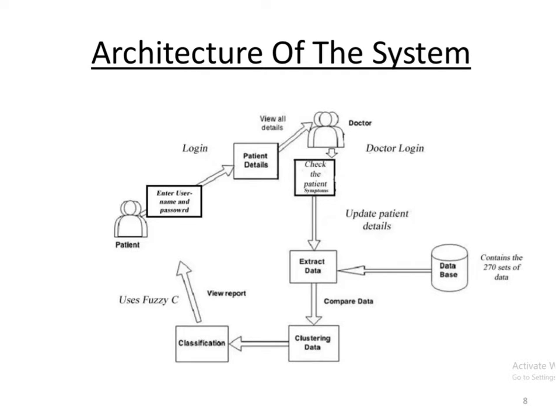Architecture of system. The patient enters username and password to login. Once logged in, the patient has to enter his details, which are viewed by the doctor. For this, the doctor has to login. Once the doctor logs in, he checks the patient details and symptoms updated by the patient. The text data is extracted and stored in the database, and the data is compared with clustering data and classification. Finally, a report is given by the doctor, generated using fuzzy C means, which is viewed by the patient.